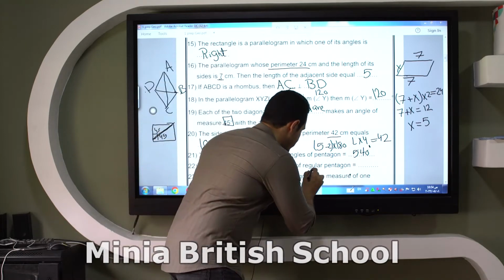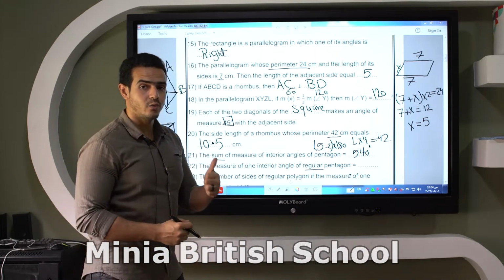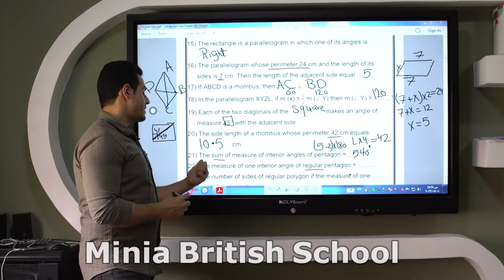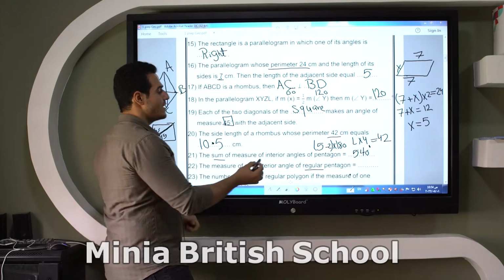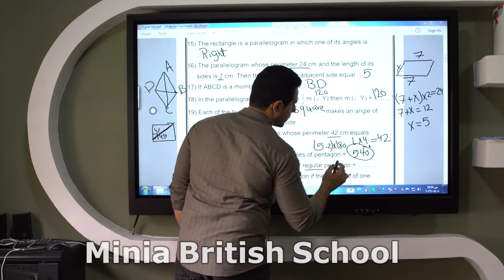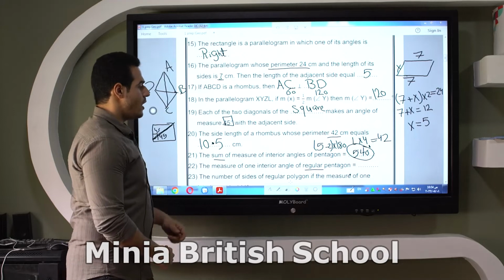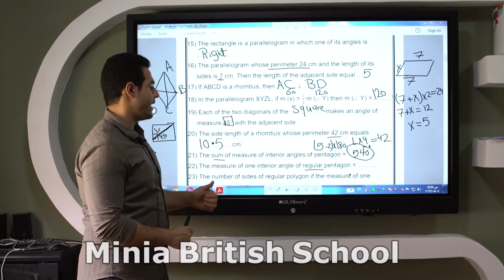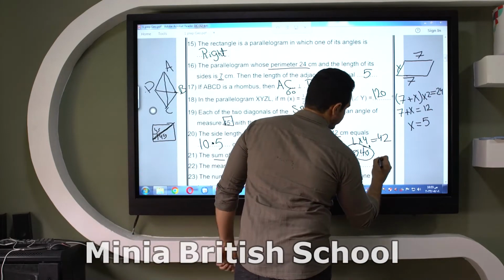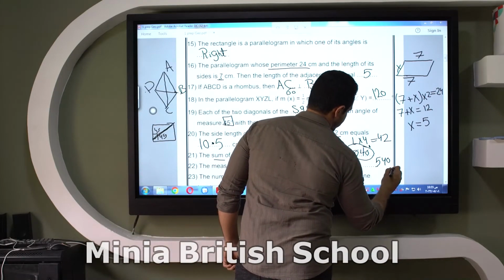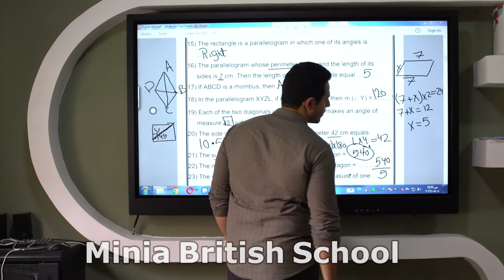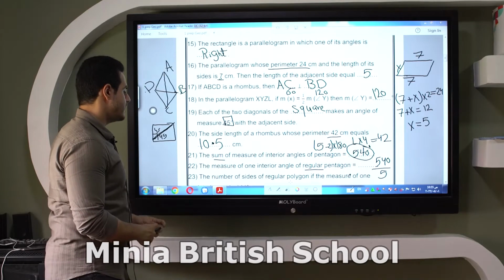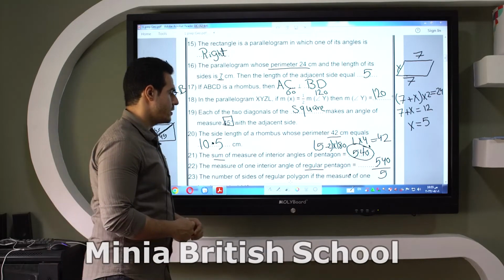The measure of one interior angle of a regular pentagon. This pentagon is regular. That means all sides are equal in length and all angles are equal in measure. So the measure of each angle equals what? We said that the sum of the angles equals 540. Now let's divide 540 by the number of angles. So 540 divided by 5.